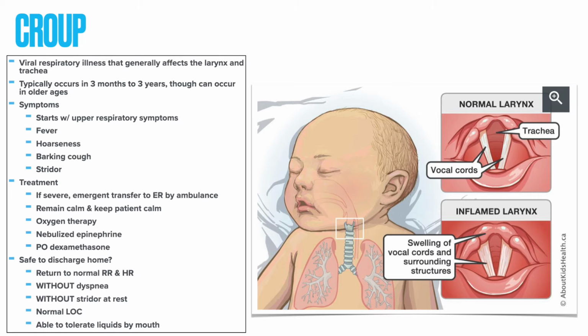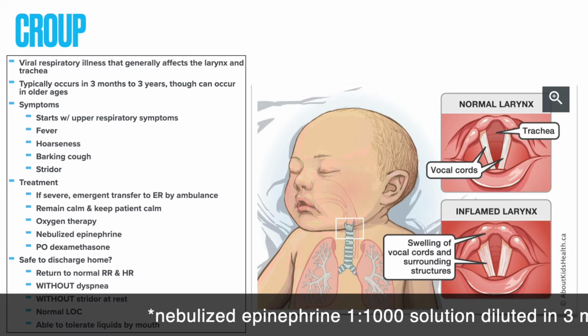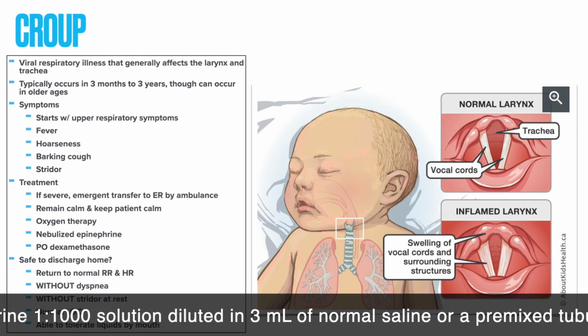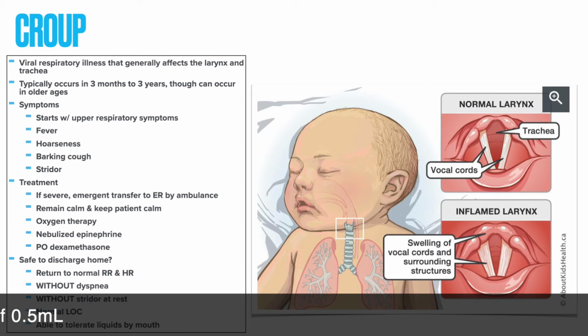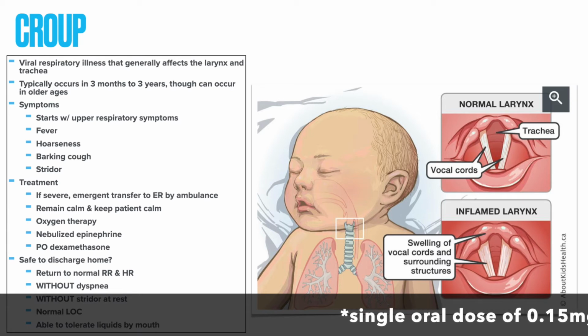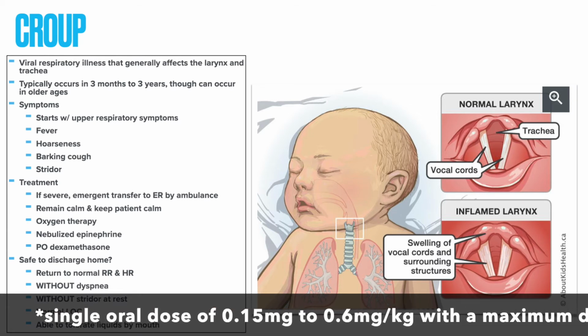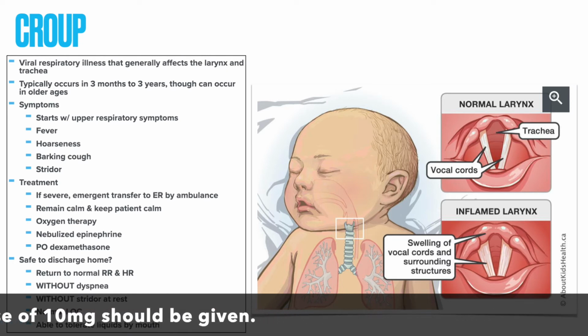So other treatment options also include oxygen therapy and then nebulized epinephrine, and the ratio is 1 to 1,000 solution, and it's diluted in 3 milliliters of normal saline, or there are premixed tubules of 0.5 mLs. Also, oral dexamethasone of 0.15 milligrams to 0.6 milligrams per kilogram with a maximum dose of 10 milligrams is indicated as well.